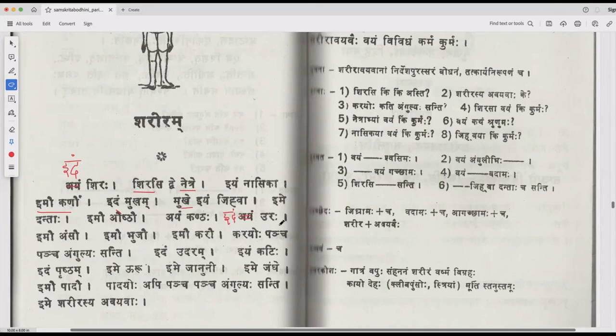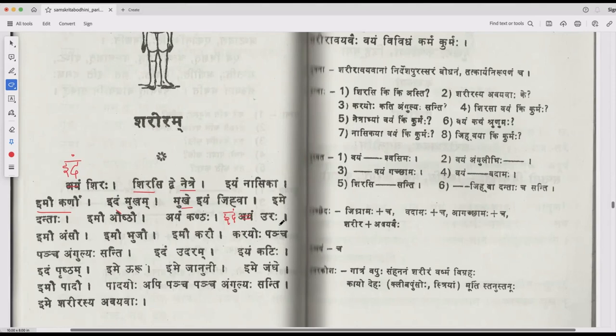Yes. Imau amsau. Amsaha, amsau, I don't know what amsa is. So amsa is shoulder. But bhujau is arms. Bhujau, arm, kara, hand. So there are three from here to your hand. So amsaha, shoulder, bhujau, two arms, karau, two hands. Amsa is akaranta, pullinga shabdaha, prathama vibhakti, dvivachanam.